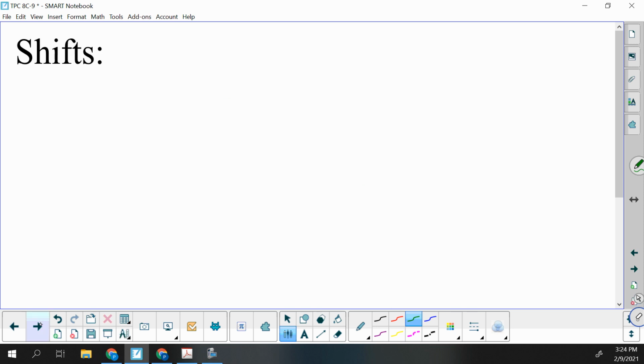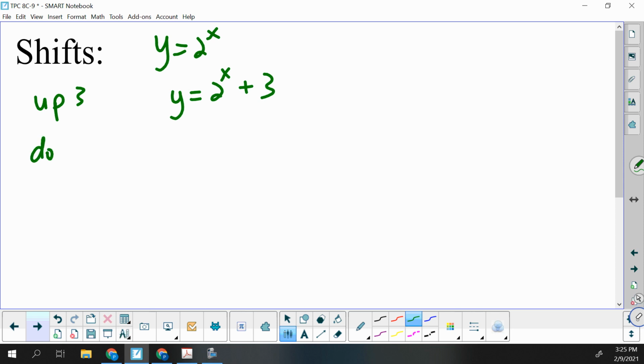Our shifts now, we have 4 shifts. So again, we're starting with y equals 2 to the x. So let's say we want to go up 3. So we'll have y equals 2 to the x plus 3. Let's say we wanted to go down 4. Well, then we would have y equals 2 to the x minus 4. Up and down are exactly what you would think. Right and left are not.